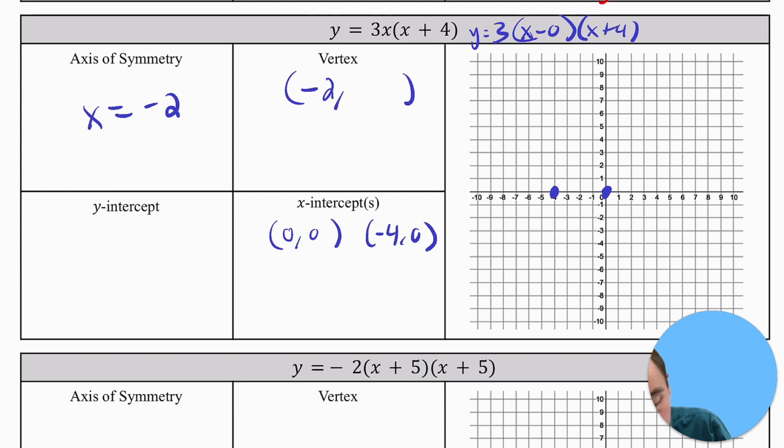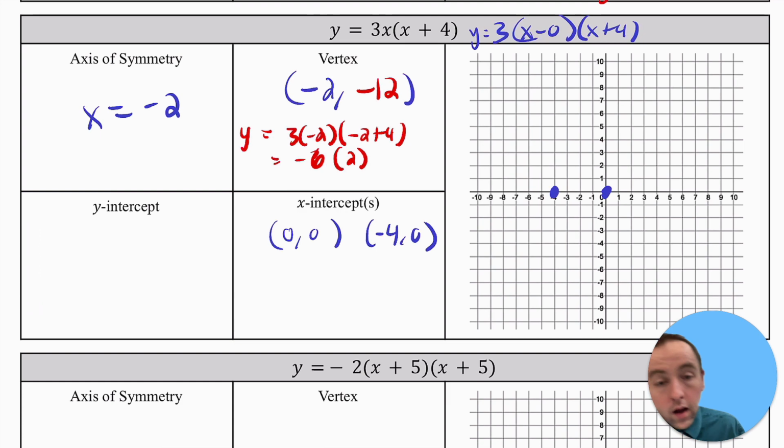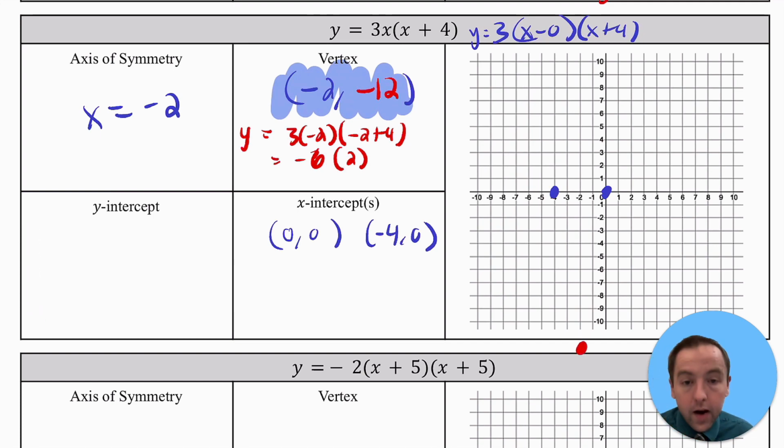And then you can just plug in negative 2 for x. So 3 times negative 2 times negative 2 plus 4 will equal the y. It's going to equal negative 6, and negative 2 plus 4 is 2. That equals negative 12 for the location of the vertex. So I can then plot negative 2, negative 12. It's going to have to be somewhere down there where I made that red dot right there.